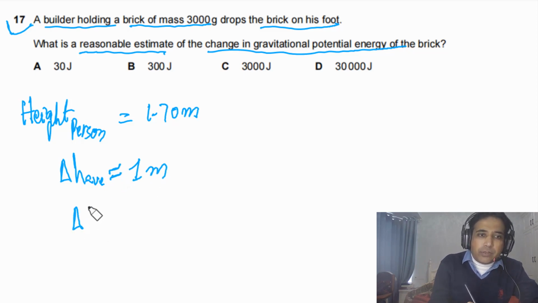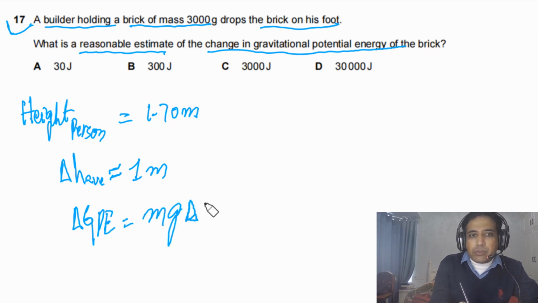So we can calculate the change in GPE now. That will be equal to mg delta h. The mass of the brick is given, 300 grams. So we can say 300 grams means 300 times 10 to the minus 3 kg.